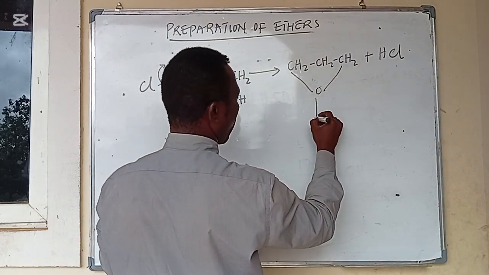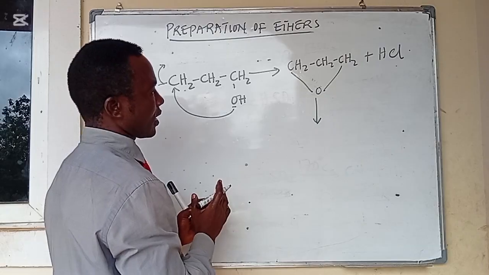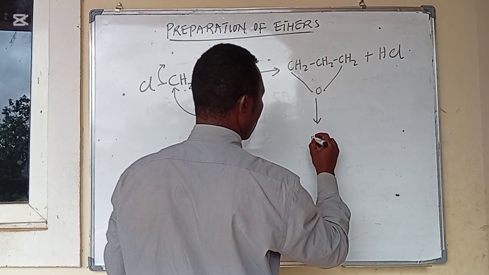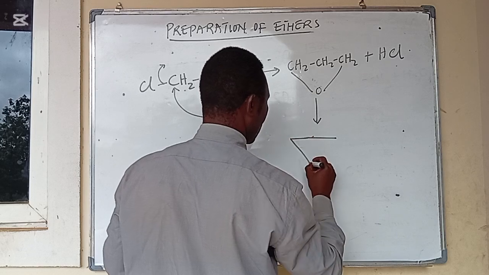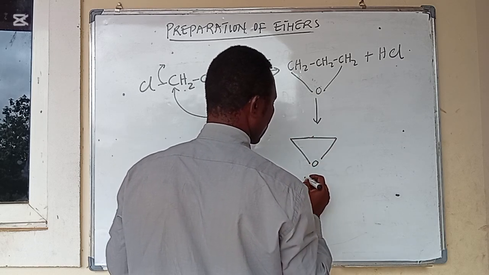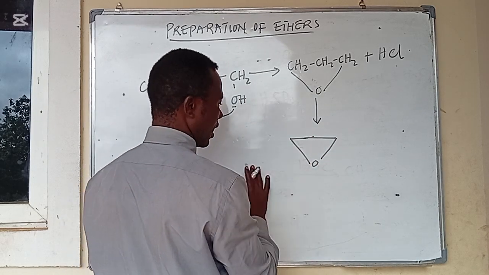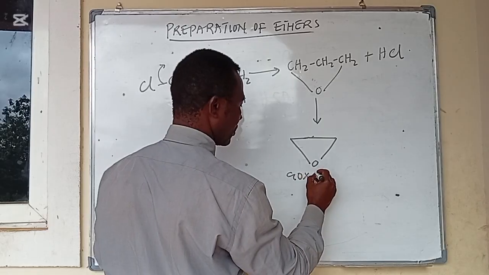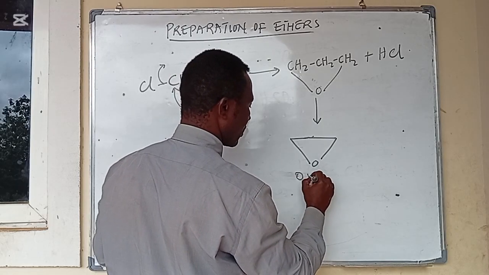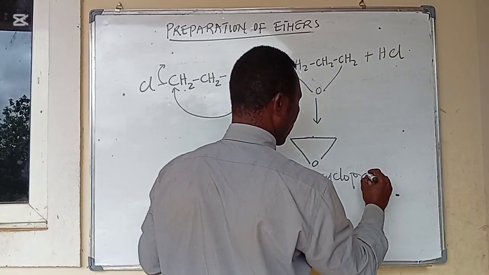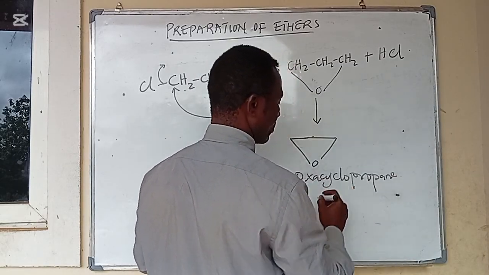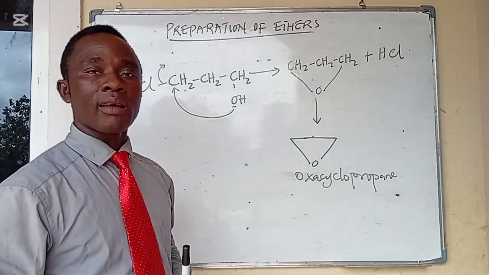Then this compound will rearrange itself to give us this. So this is an ether, a cyclic ether.